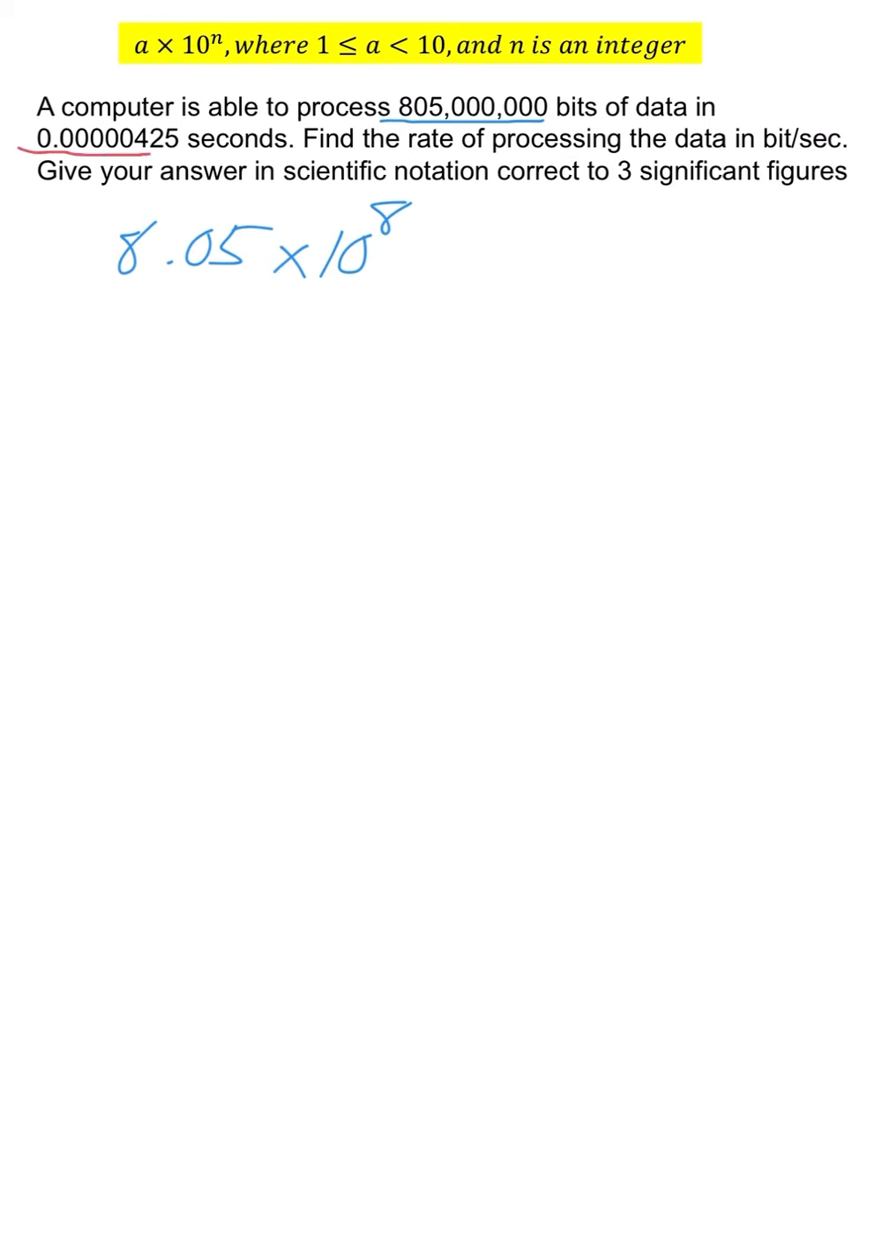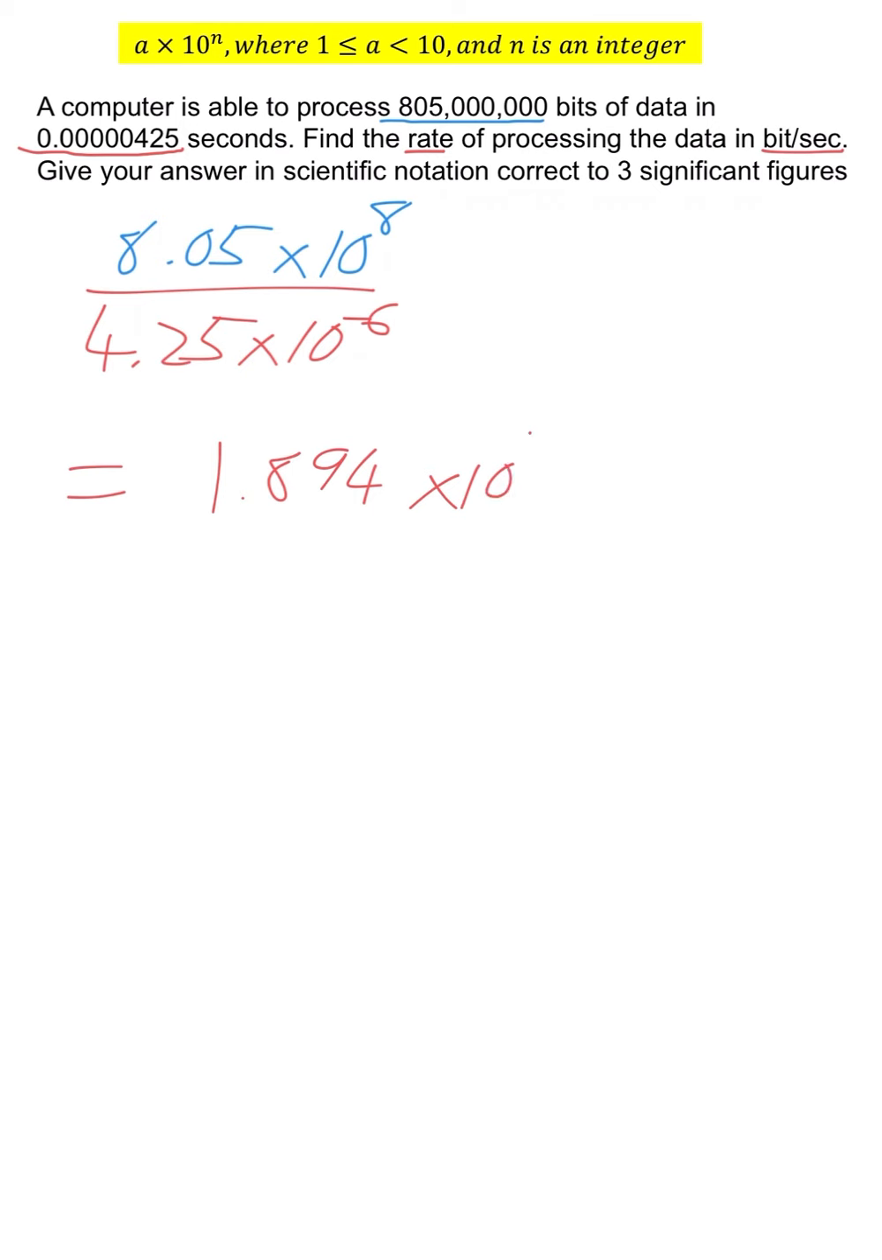So again, counting in 8 spaces. Now, next number then, that would be 4.25 times 10 to the power of -6. Because remember, it's a very small number, so it's going to be a negative power, and you're going in 6 places from the decimal to between the 4 and the 2. So we need then to find the rate in bits per second. So I'm going to divide these terms. And when you divide these terms, your calculator is actually going to do it all for you. So that's going to be 1.894 times 10 to the power of 14.